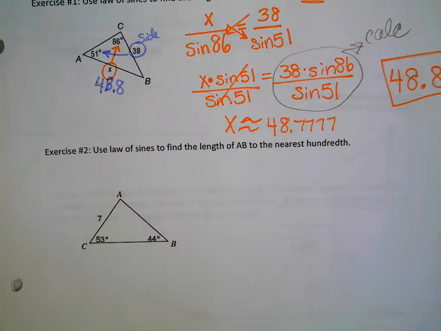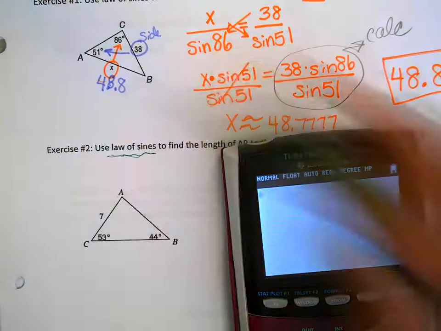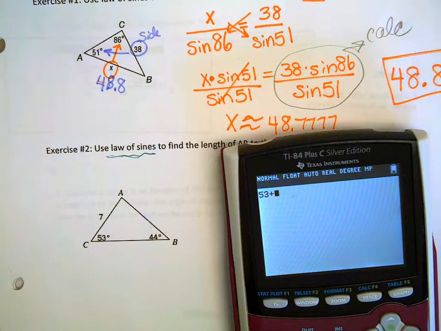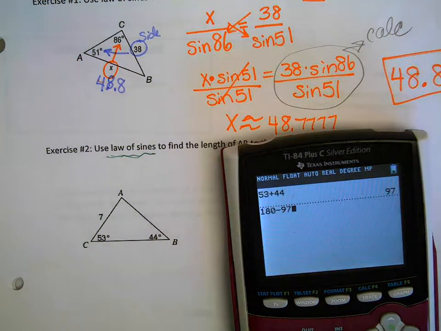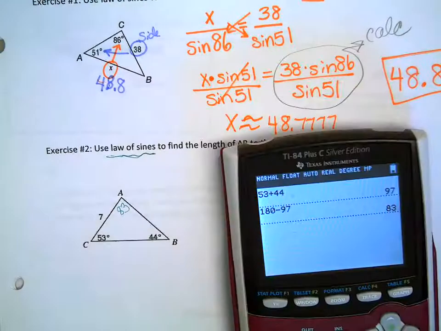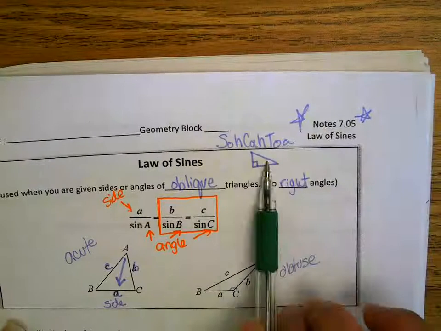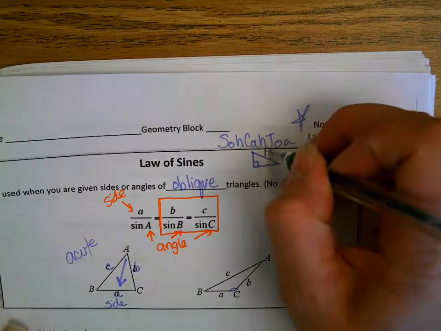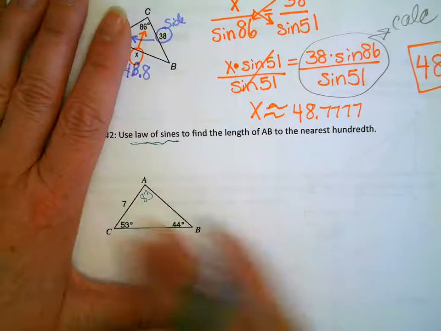Exercise 2. Use the law of sines to find the length of AB. Another reason we would know this is the law of sines, besides them telling us in the question, is if we add these angles, 53 plus 44, and subtract that 97 degrees from 180, the third angle here is 83. So we don't have a right angle, meaning we can't use SOHCAHTOA. With SOHCAHTOA, the hypotenuse is always the known side across from your right angle. We don't have that if we don't have a right angle.